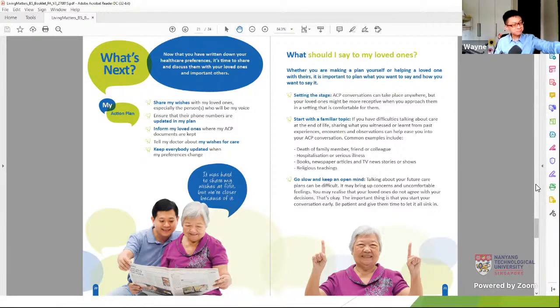One more time. Do you think that these topics and those guidelines there actually apply even if there is no care involved? Is it possible to talk about these topics? Therefore, family member, hospitalization, religious teaching, books, and so on, right? Keep an open mind, go slow. Is it in our routine, is it possible to take this approach with other aspects outside of care? I'd like you to think about that.